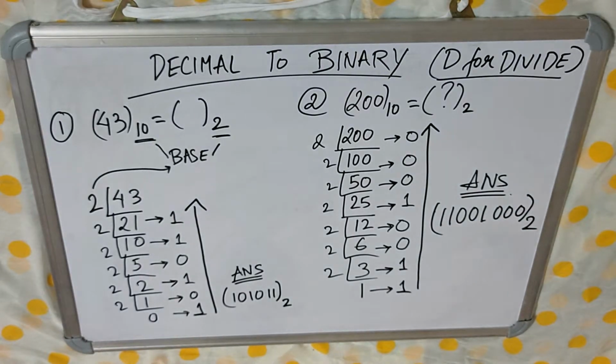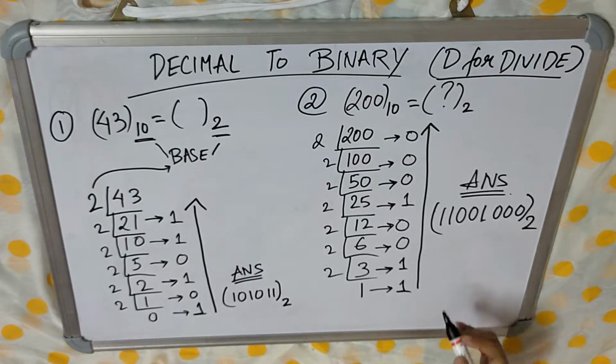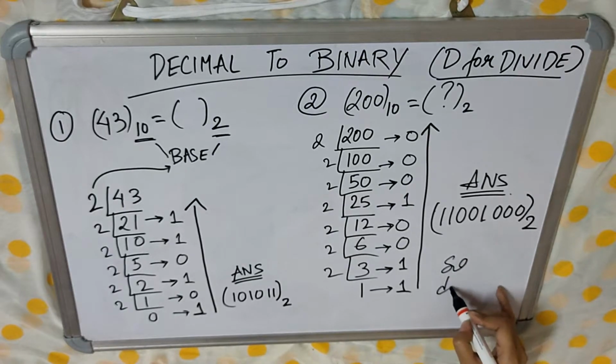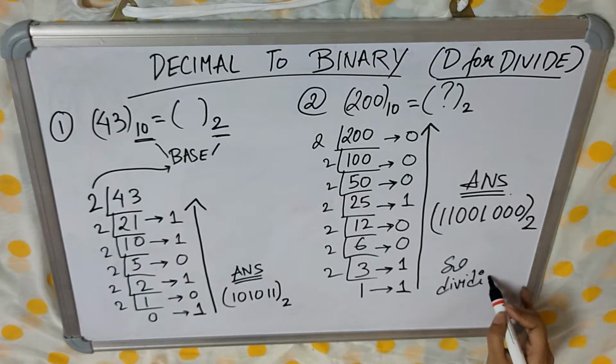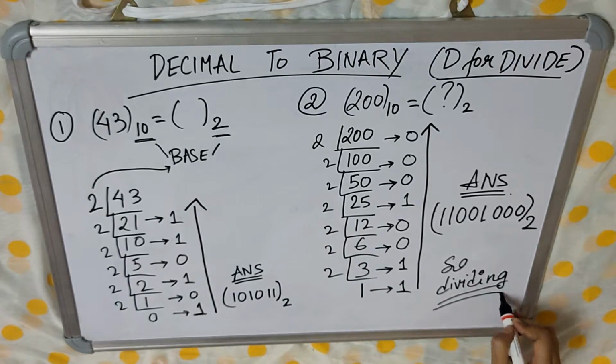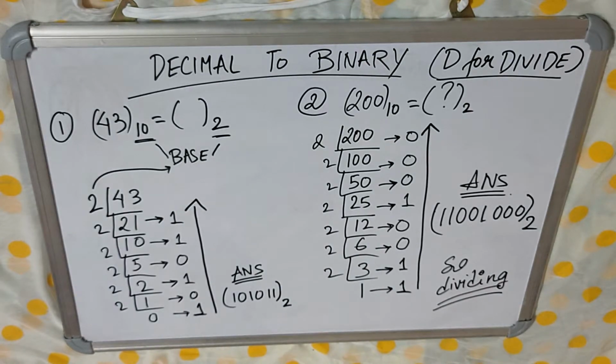So this is how you do it. Take a moment to understand this process. Pause the video and practice it yourself, and you might understand what the rule is. So this is where the division comes. You're dividing with the converting base and you're getting the answer.